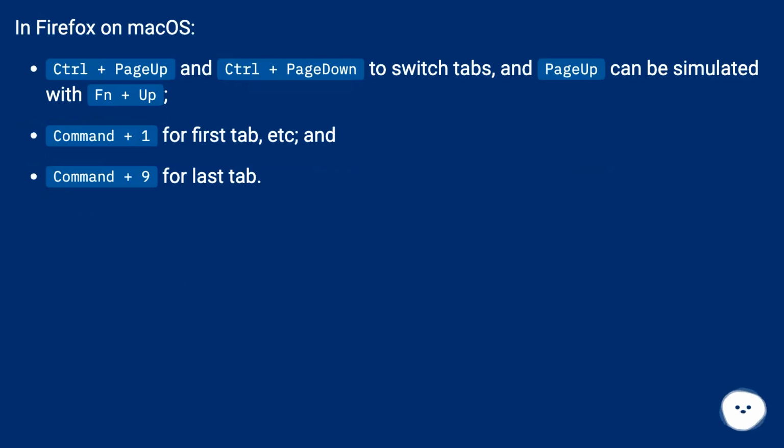In Firefox on macOS, Control plus page up and Control plus page down to switch tabs, and page up can be simulated with FN plus up. Command plus 1 for first tab, etc. and Command plus 9 for last tab.